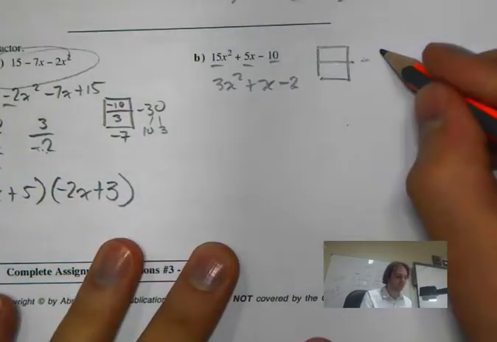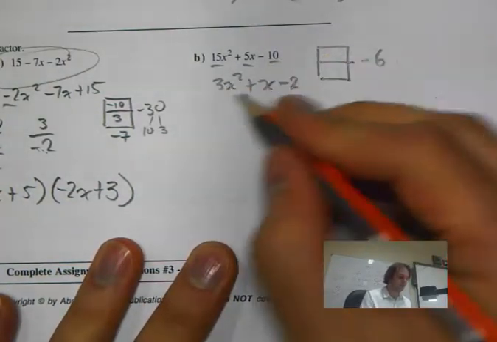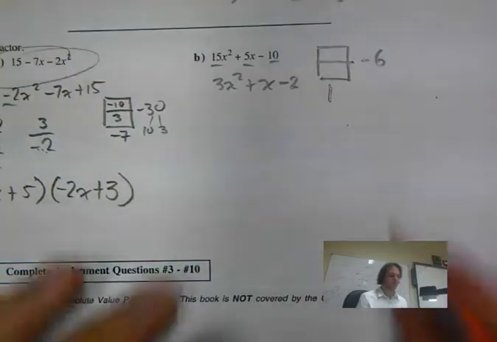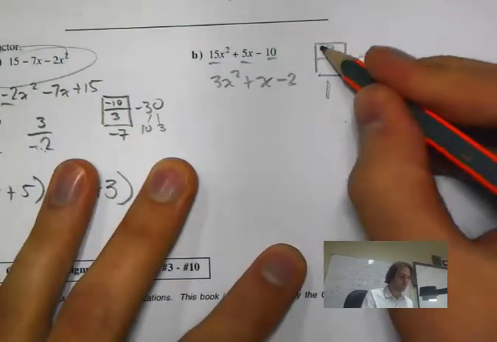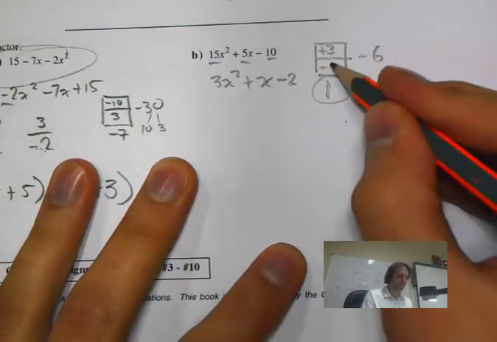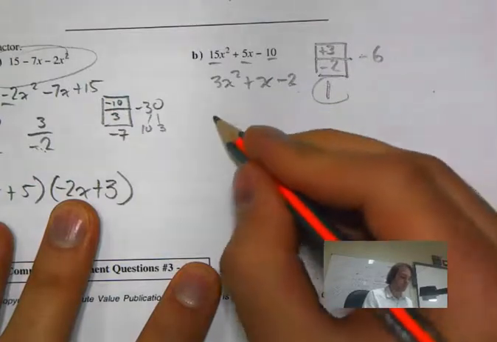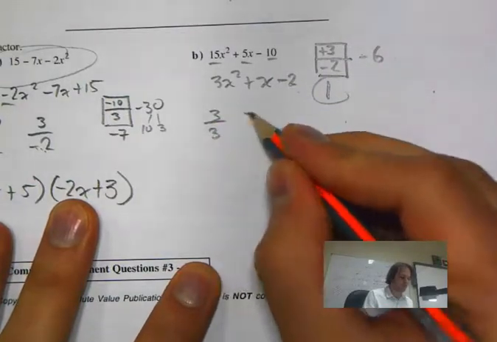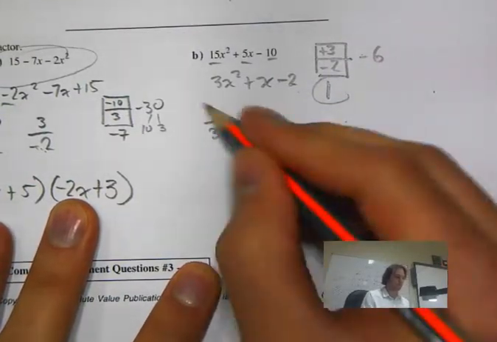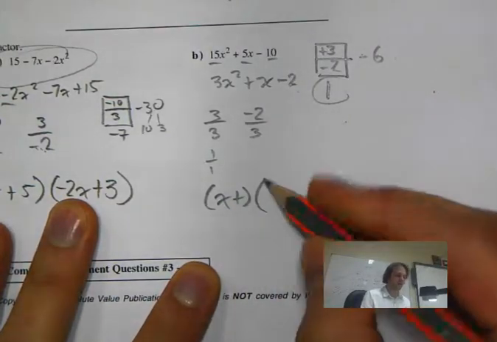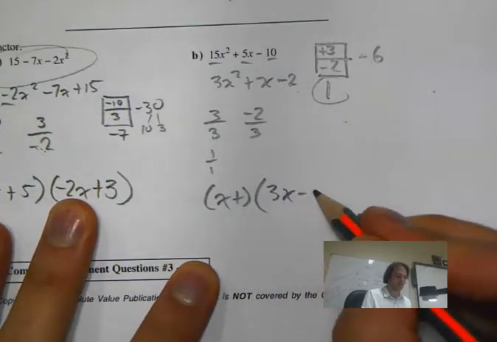Now it's just going to be 6, negative 6. And here is going to be 1. That's 3 and 2. And the positive has to be bigger because that's positive, negative 2. Okay? So both of these must be divided by 3. So 3 over 3 and negative 2 over 3. This is 1 over 1. So we get x plus 1, and we get 3x minus 2.